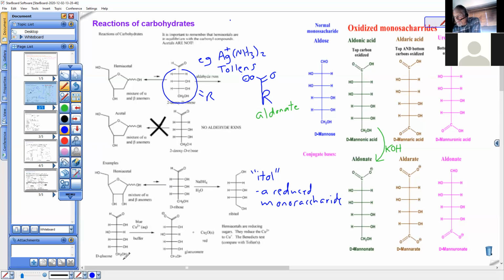What else? There's a new reagent down here called Benedict's reagent. And it's very similar in what it does to Tollen's. Benedict's reagent, like Tollen's, takes the aldehyde on top and makes it into a carboxylate. And I have a good question for you now.